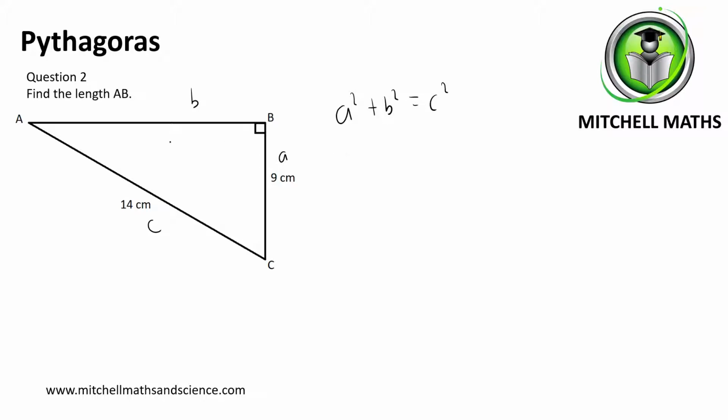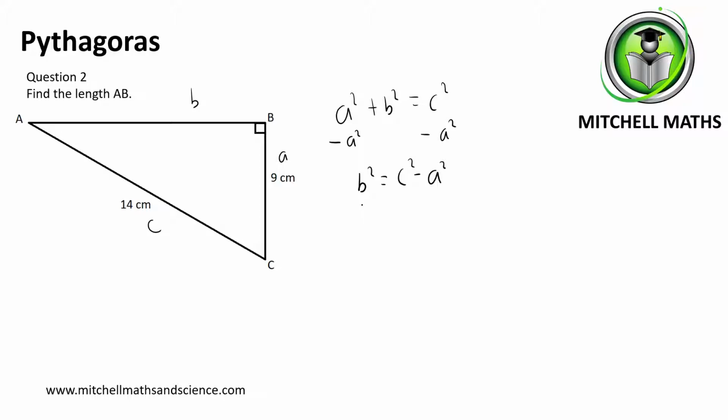If I have a look at this triangle, I can see that the length I want to find is B, but the formula is A squared plus B squared equals C squared. In order to find B, I'm going to need to rearrange this formula and get B squared on its own. Therefore, I'm going to take away A squared from both sides. And that will leave me with B squared equals C squared minus A squared.